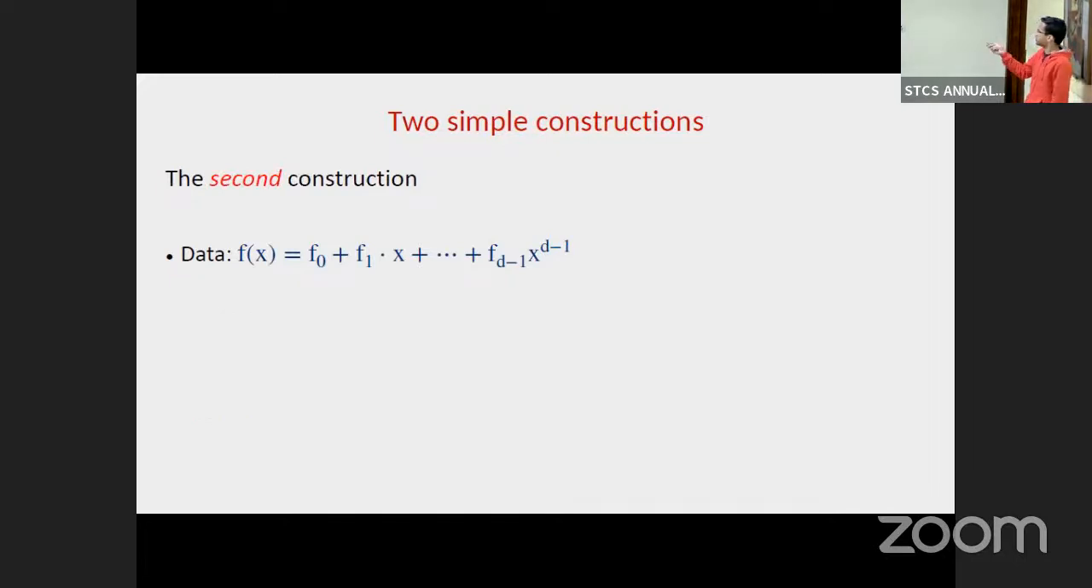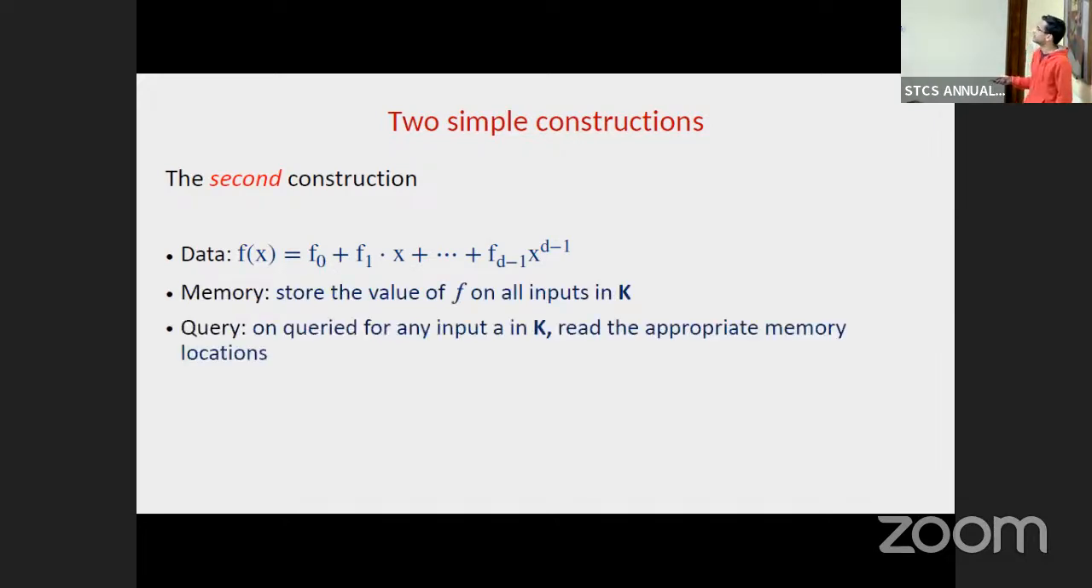There's a trivial second construction that one could look at. Again, this is our data, and what I'm going to store in the memory is the evaluation table of f. I just take f, evaluate it on all elements in the field, and store the evaluation table in the memory. If I do that, answering queries becomes very easy. If I give you an a and say I want to compute f of a, you can just go read a particular cell in the memory and output the content.